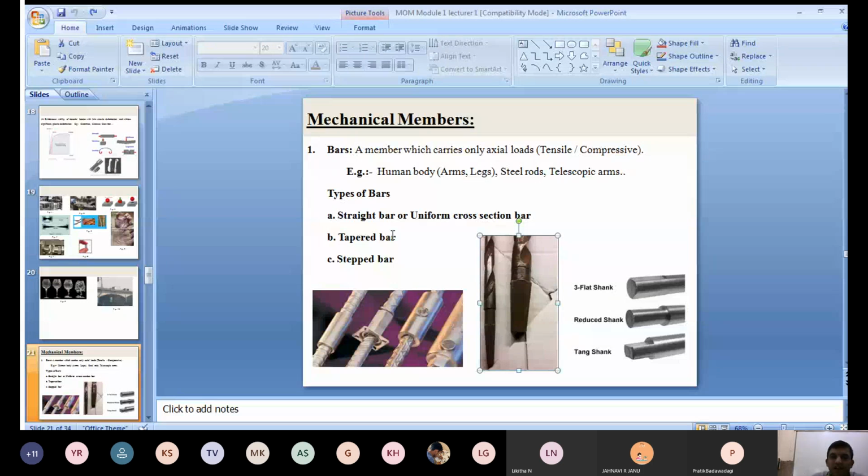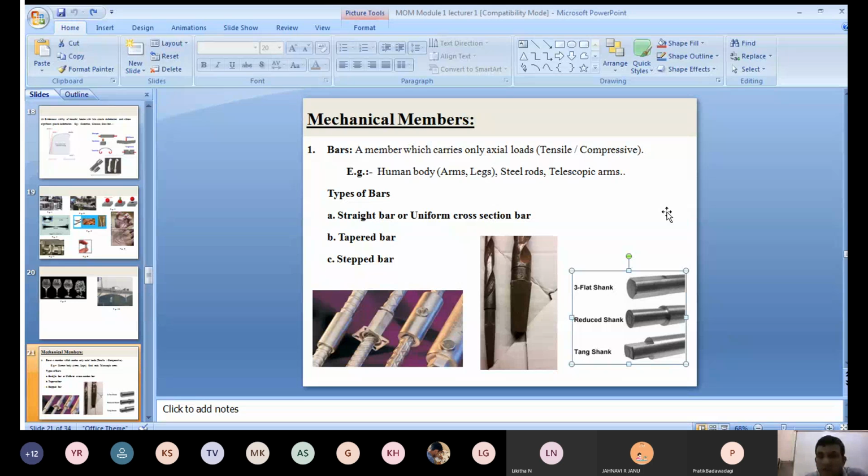Right? The stepped bar, throughout the length, the cross section is not constant here. See that in the third picture, throughout the length, the cross section is not constant. Here is one diameter, this is another diameter. Here also is one diameter, then the third one comes here, it is a rectangular cross section. Here it is a circular cross section. Right? Now these are the different types of bars. Any doubt regarding this one?